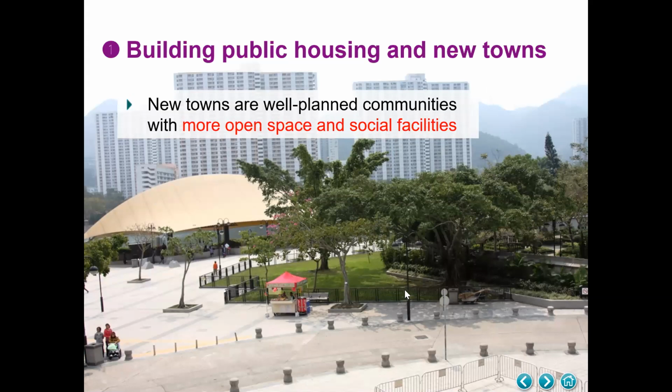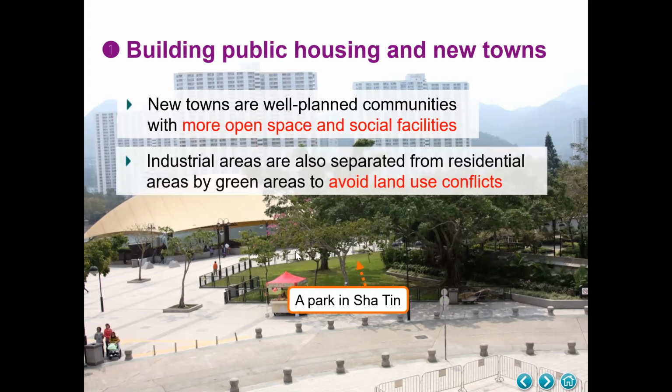This photo is the park in the Shatin New Town. It's large and spacious, and it provides enough recreational facilities for residents in Shatin. And in new towns, industrial areas are also separated from residential areas by green belts, by green areas, to avoid land use conflicts.